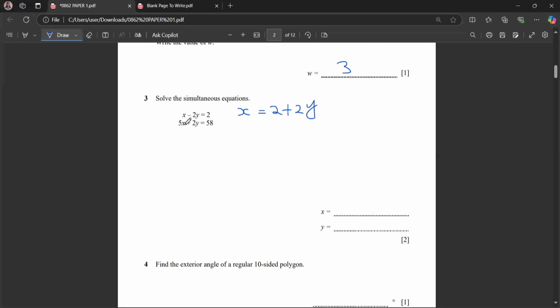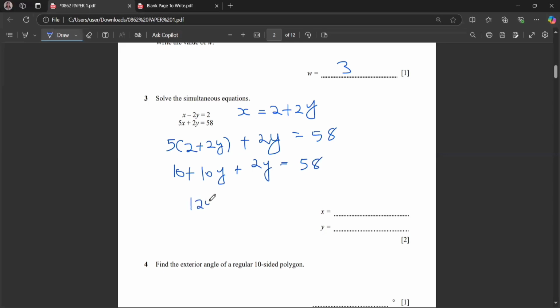Then in the second equation, in the place of x, you can substitute back 2 plus 2y. So 5 times (2 plus 2y) plus 2y is equal to 58. Now opening the brackets, it becomes 5 times 2, 10, plus 5 times 2y, 10y, plus 2y outside the brackets equal to 58. So adding 10y and 2y gives 12y equal to, taking 10 to the other side.